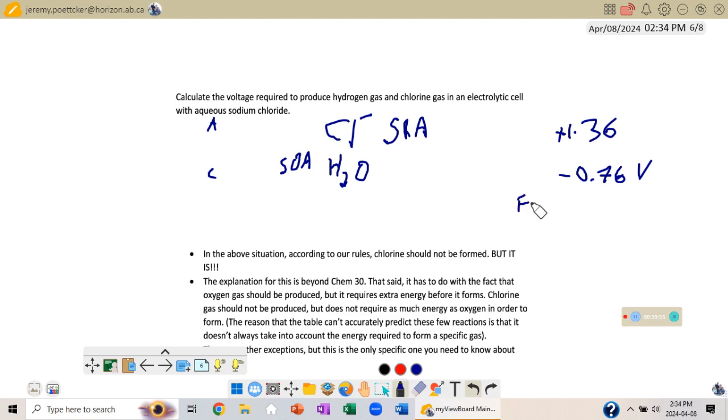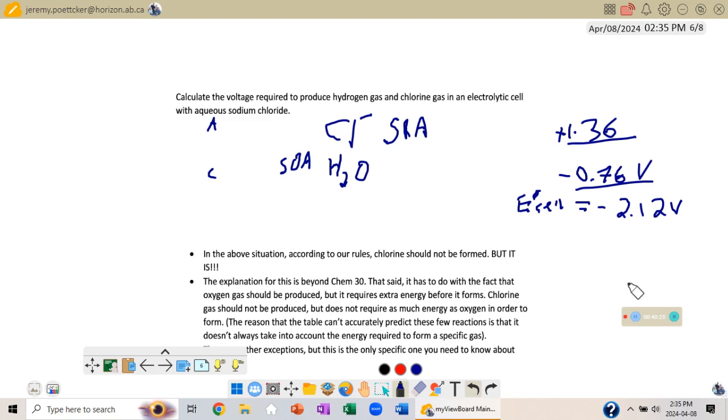E cell is going to be this number minus this number. So negative 0.76 minus 1.36 should be negative 2.12. So E cell is negative 2.12. Now, if I compare that to the previous example we worked of negative 2.06, which one should happen?